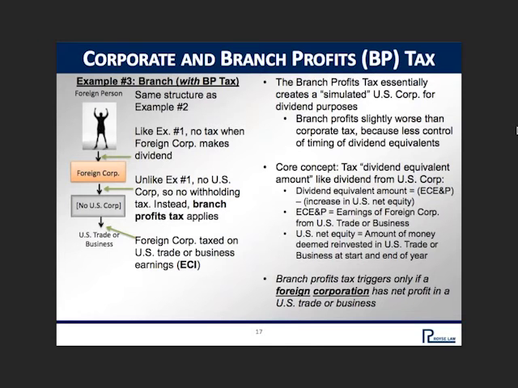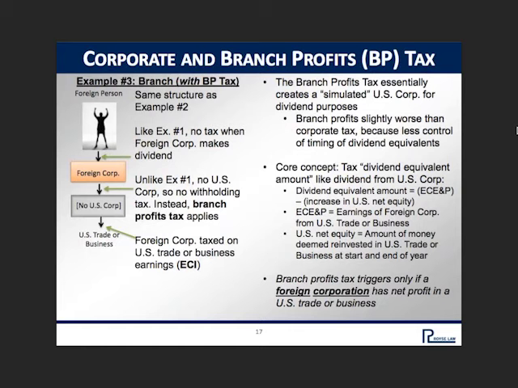So the branch profits tax works like this. We're going to go under this example number 3. It's the same structure as example number 2, but starting from the bottom, we'll again have the foreign corporation taxed on U.S. trader business earnings. And then moving up, there's going to be no withholding tax, but instead, right at this point is where the branch profits tax comes in to make things fair and even. What the branch profits tax does essentially is it makes a simulated corporation for dividend purposes. So it runs a calculation to determine what the dividend would have been if there was a U.S. corporation, and it taxes that amount.